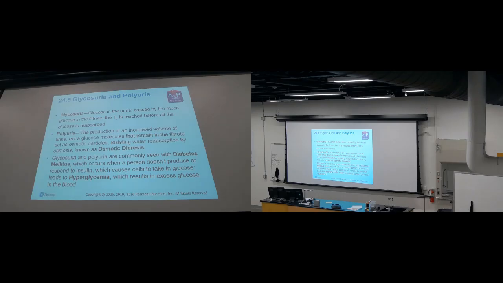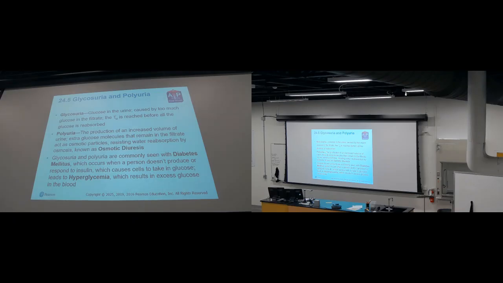And then polyuria. It is when you have extra glucose molecules in your filtrate and that pulls more water, and then you urinate more. That happens to diabetics. And this is called osmotic diuresis. So what is the cause? Well, hyperglycemia, excess of glucose in the blood. That leads to polyuria and then glucosuria. And not only that, the person will be thirsty because he's losing a lot of water through urine.